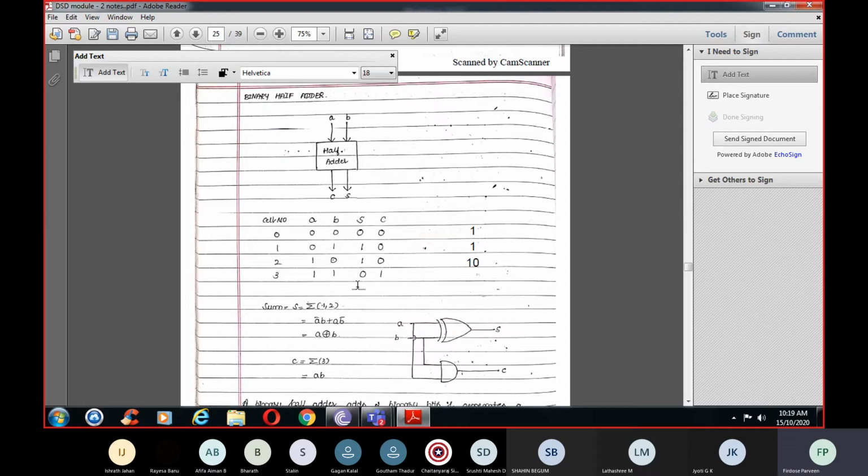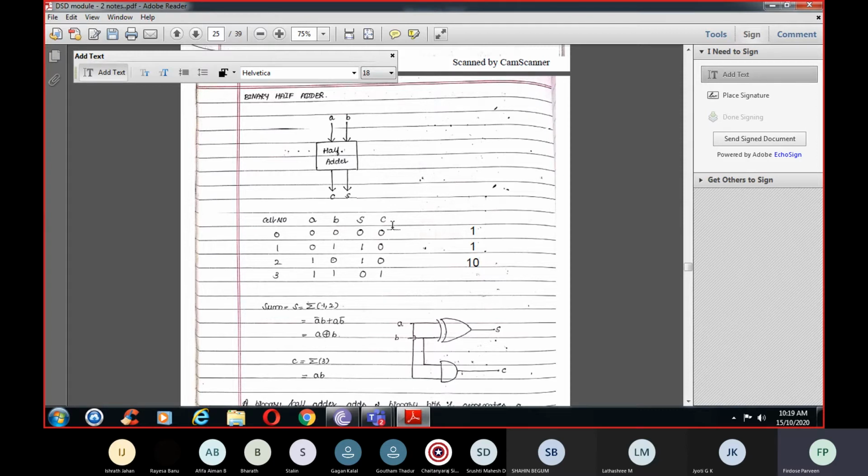So now the summation. Where sum is 1, that is in the second row and the third row. The corresponding row inputs are 0 here, that means A bar, and 1 for B; and here it is A, B bar. So what you will be getting is A bar B plus A B bar, that is nothing but your XOR gate.